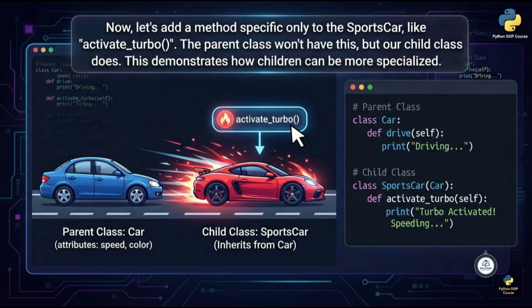Now, let's add a method specific only to the SportsCar, like activate_turbo. The parent class won't have this, but our child class does. This demonstrates how children can be more specialized.